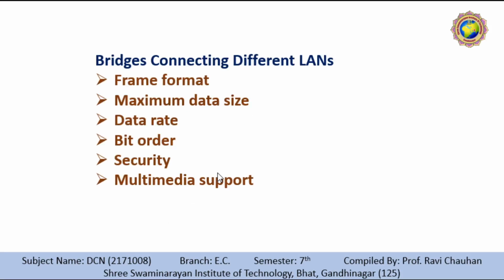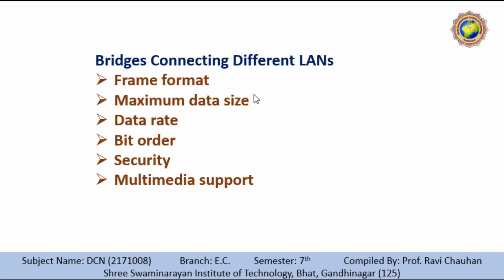Okay, next point, the last point of today's session, is bridges connecting different LANs. Theoretically, a bridge should be able to connect LANs using different protocols at the data link layer, such as an Ethernet LAN to a wireless LAN. However, there are many issues to be considered. Listed here are frame format, maximum data size, data rate, bit order, security and multimedia support.